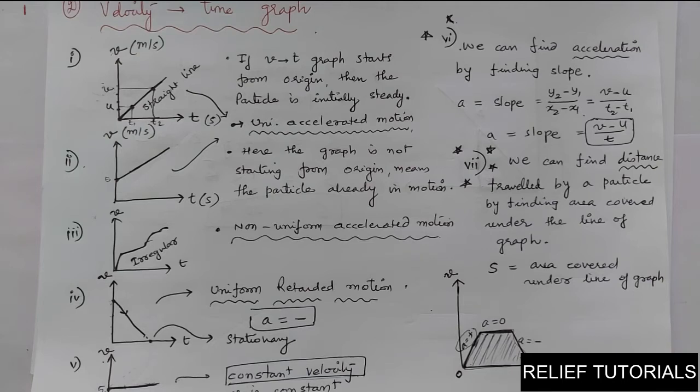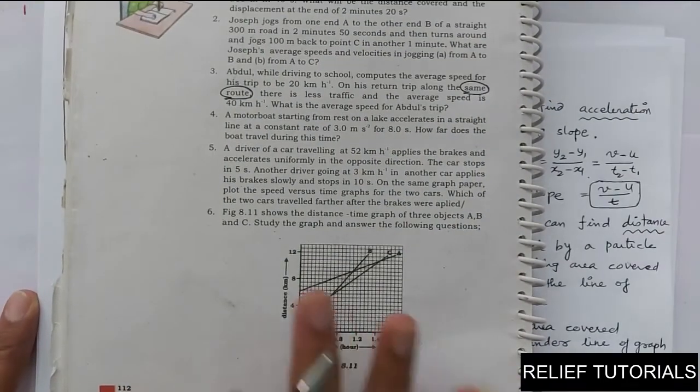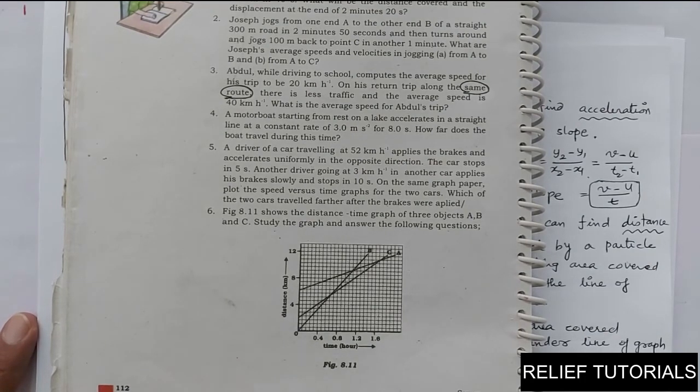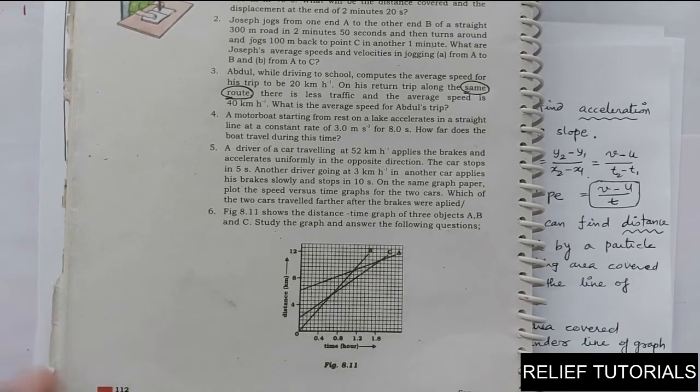Page number 112. Exercise. And you have one numerical. Page number 112, exercise. We have one numerical regarding graph only. So let us solve it. See, this figure shows the distance versus time graph of 3 objects A, B and C. Look at this. 3 objects are there, A, B and C, and all these 3 graphs are plotted on the same paper. Study the graph and answer the following.